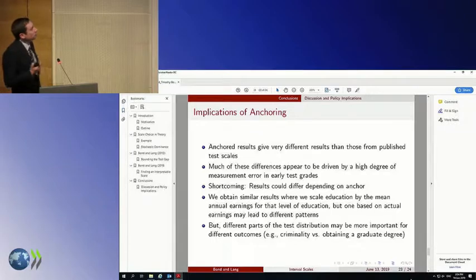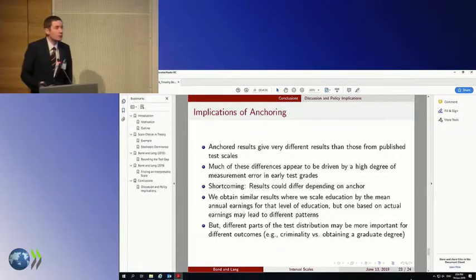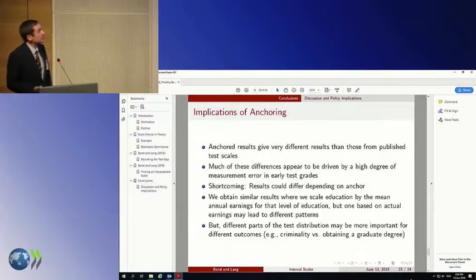So to start to wrap up here, the anchored scales, that we found anyways, give us a very different result than the published test scales. A lot of these differences seem to be due to really large measurement error in the first couple of years of schooling, at least with respect to measuring a future outcome, and so adjusting for that's really going to be important. This, to me, suggests that thinking about the scale really matters. If the published scales and the anchored scales told us more or less the same thing, I wouldn't necessarily be harping so much on thinking about alternative scales here.